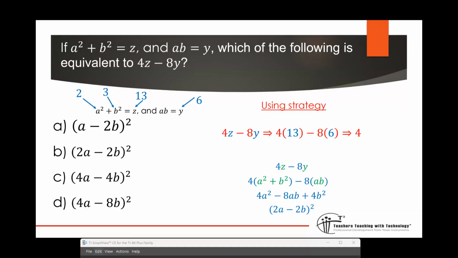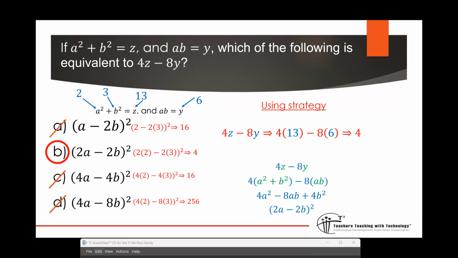And then we're like, well, what is 4Z minus 8Y? Turns out the answer is 4. So we're looking for something that has an answer of 4. So we start plugging in our values for A and B. And I can imagine a lot of students would probably be plugging them in using their calculator on this. Yeah, real quick calculations. And the answer is B.